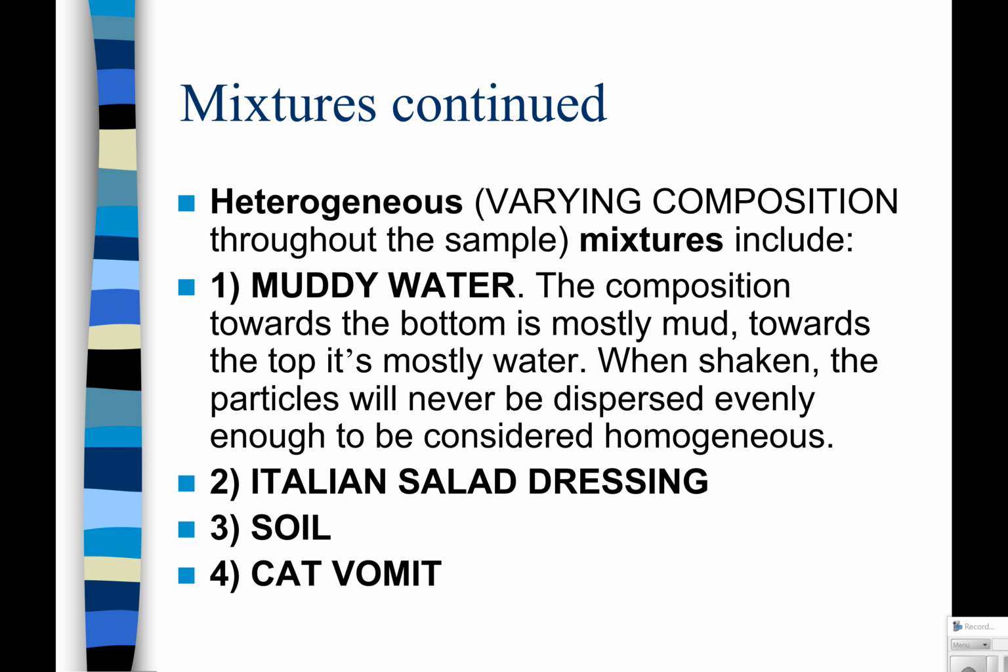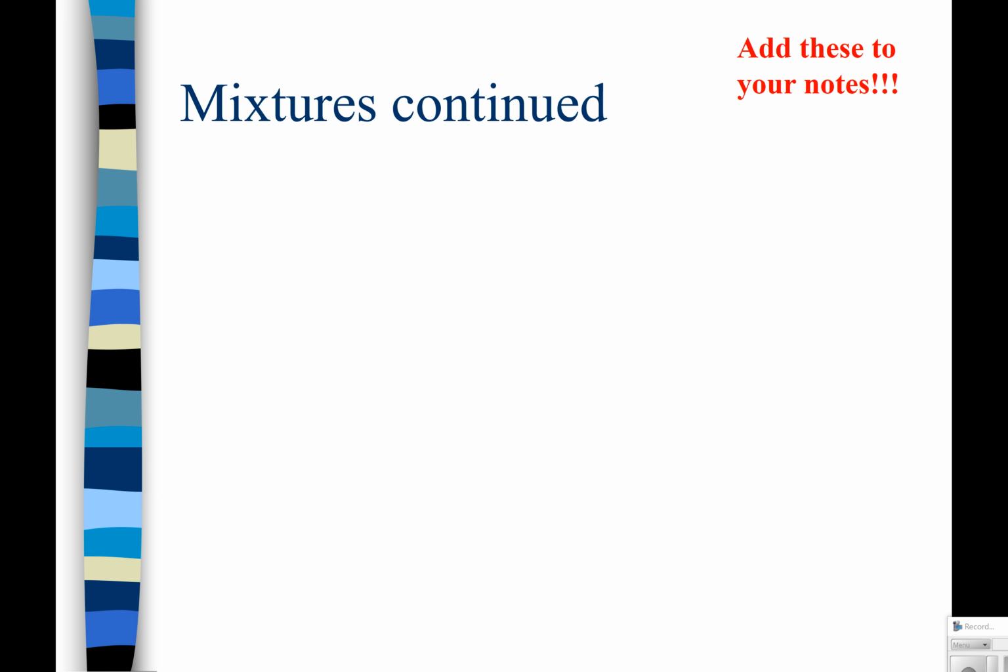Cat vomit. My cats tend to vomit up their food in a nice long tube, and it never looks the same. Sometimes there's hair in part of it, sometimes there's not. Sometimes it's liquefied, sometimes it's solid. So that is not a uniform mixture, so that is heterogeneous.